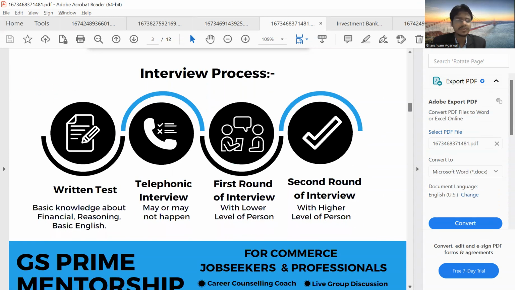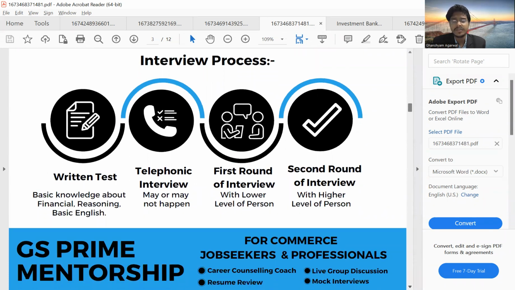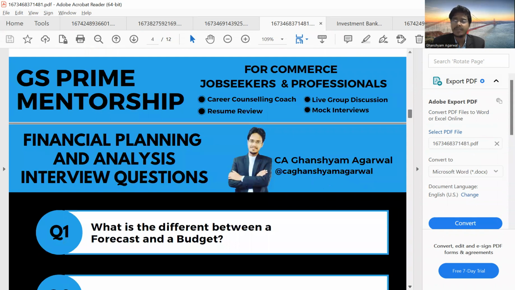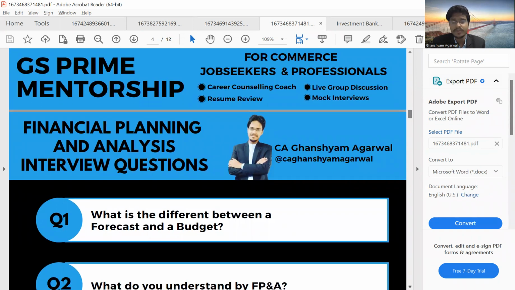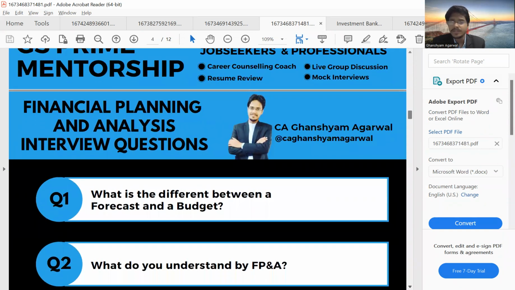Now there might be a written test, a telephonic interview, then first round, second round of interviews. Generally every industry needs an FP&A professional right now. Any industry will need it, whether IT sector, manufacturing, Reliance, or anybody. Even CAs and MBAs are hired out here, because this requires total finance knowledge.